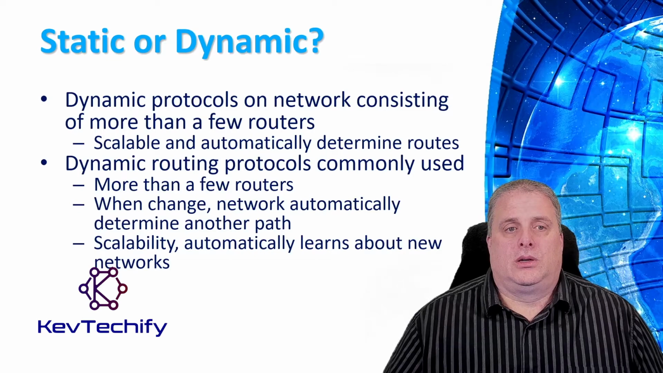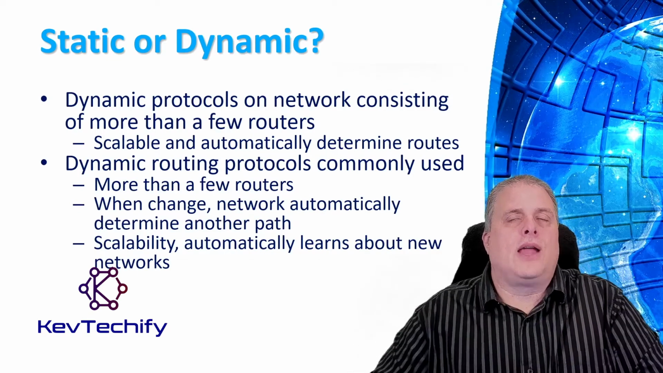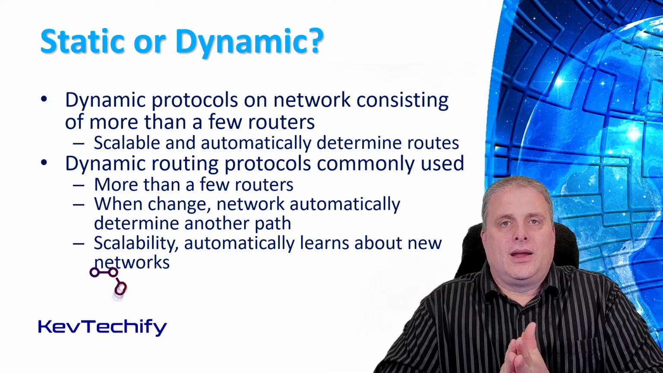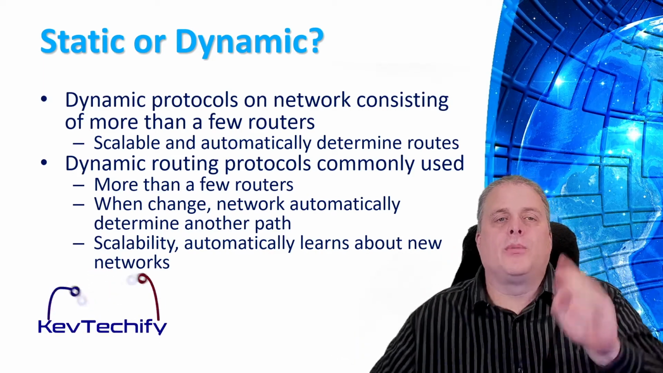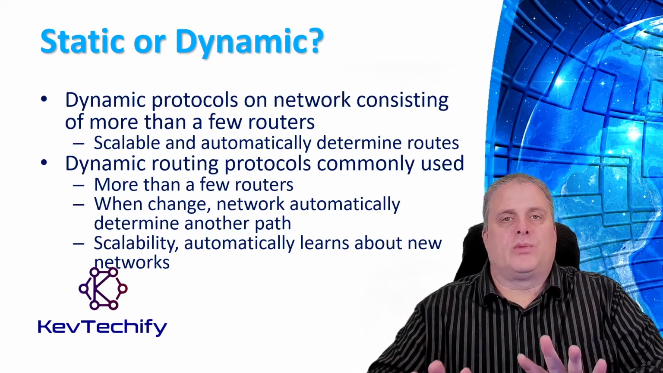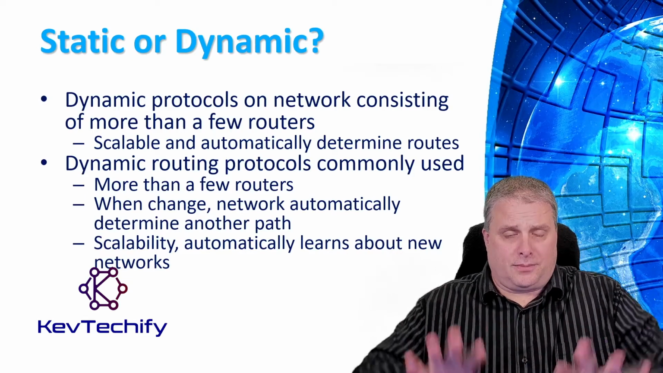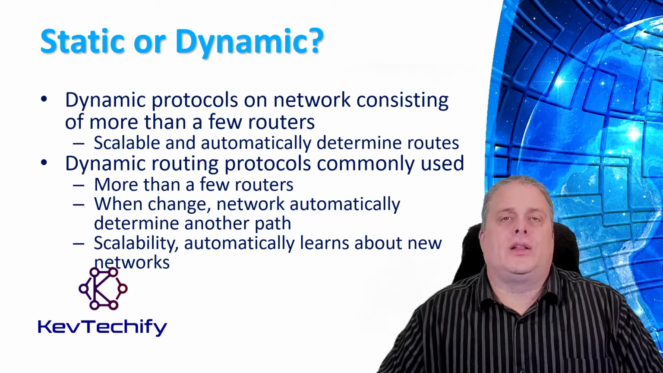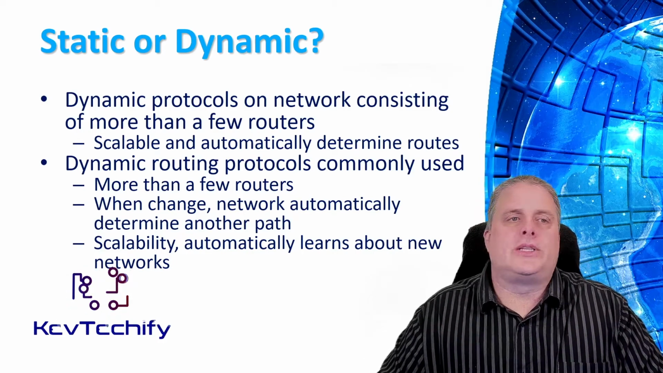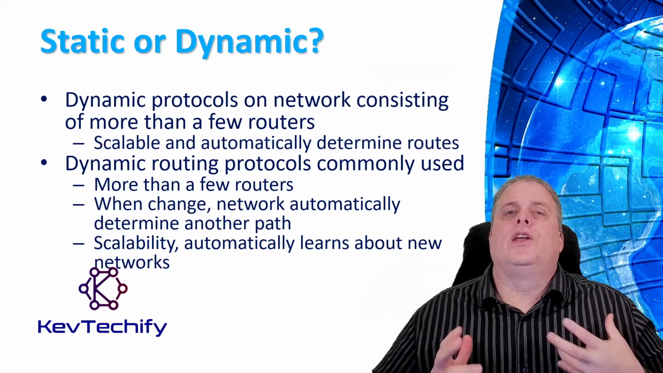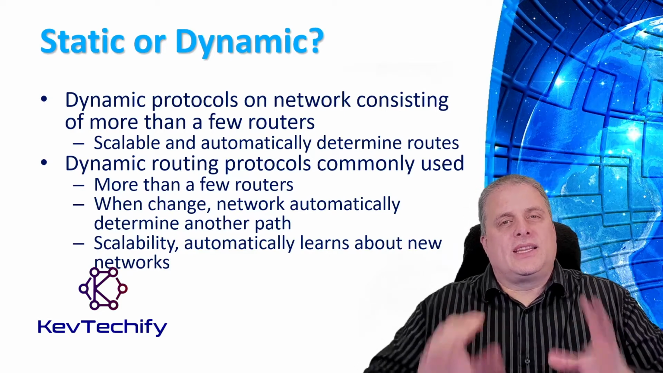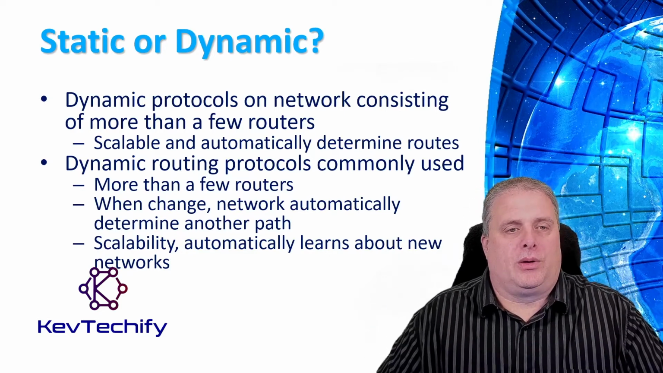Dynamic routing you use on networks consisting of more than a few routers. For me, if I have more than one device, I'm going to use a dynamic protocol. That way, the conversation happens between the routers. They determine which is the best path. And if I ever grow that network, it'll automatically take care of it. But a lot of people say up to about 4 or 5 routers, use static routes. For me, having to go in there and manually enter everything on every router seems like a lot more work than just setting up a dynamic protocol.